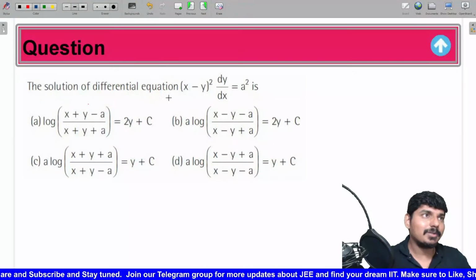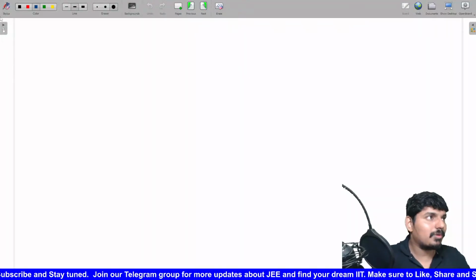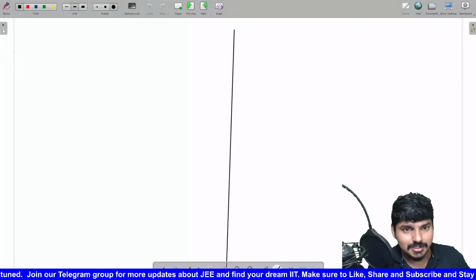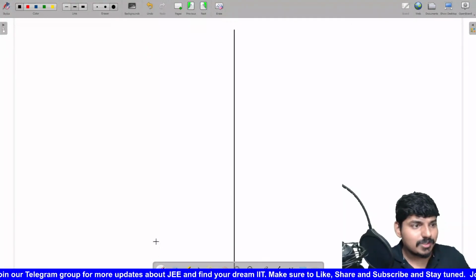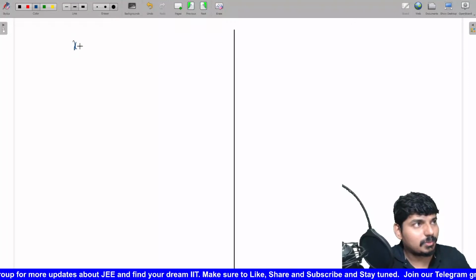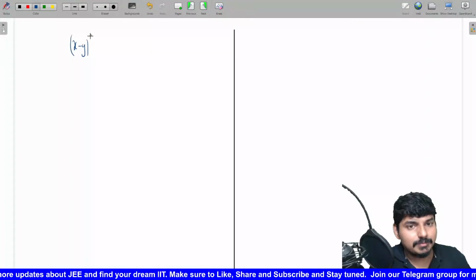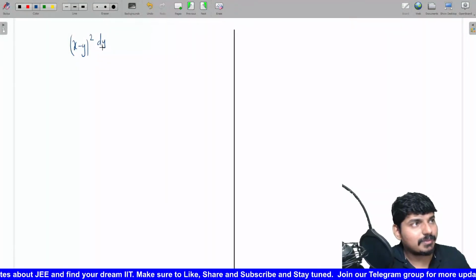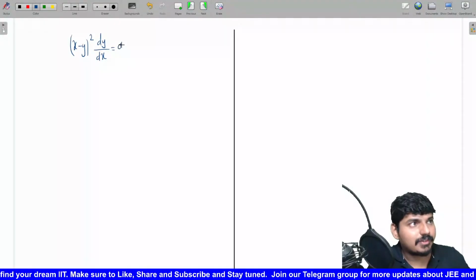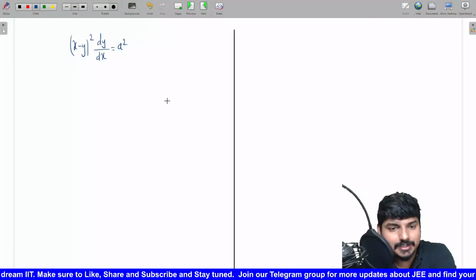Right. So apply karo. Everyone do it along with me. I want you guys to do it along with me. So let me first write down the differential equation. The differential equation which you have is (x minus y) whole square into dy by dx is equal to a square. This is the differential equation which is given for you.